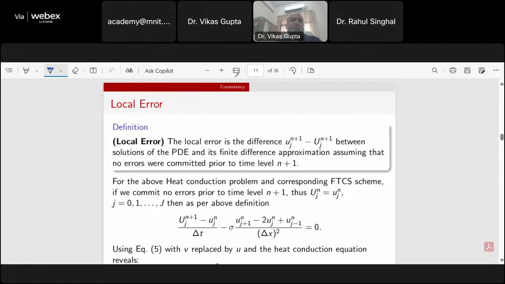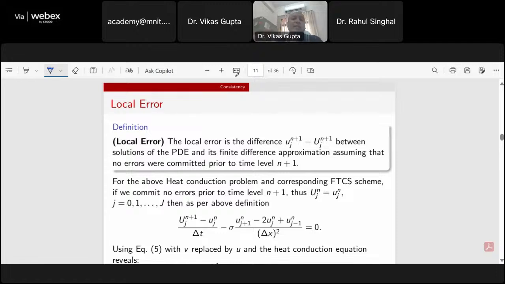Now, many literature discuss consistency in terms of local error. Although most of the literature defines consistency in terms of local discretization error only, a few define consistency in terms of local error. So I will give you both definitions of consistency, in terms of local discretization error and in terms of local error as well.